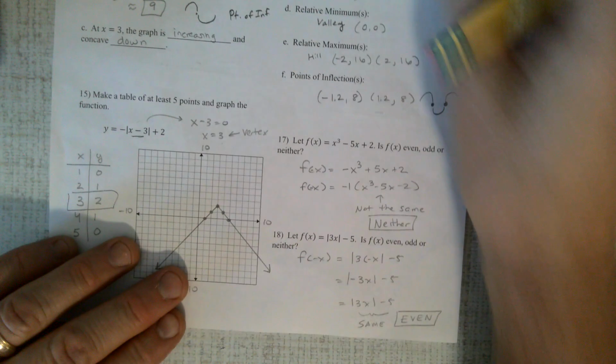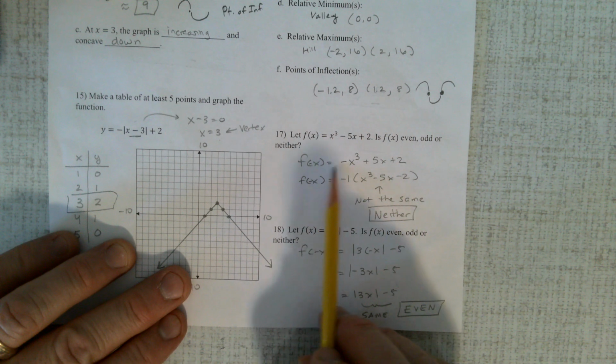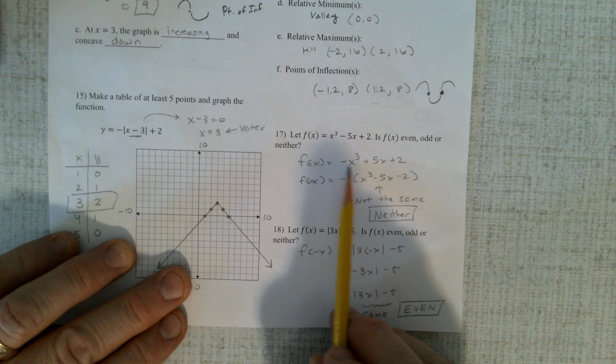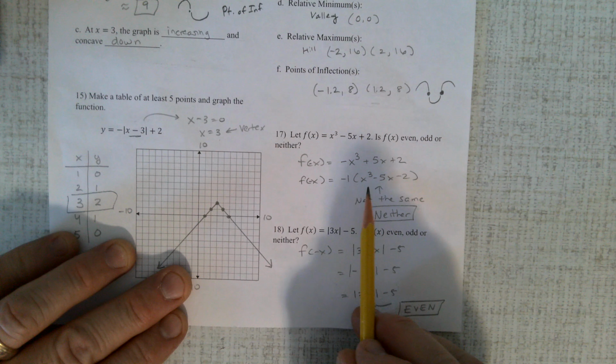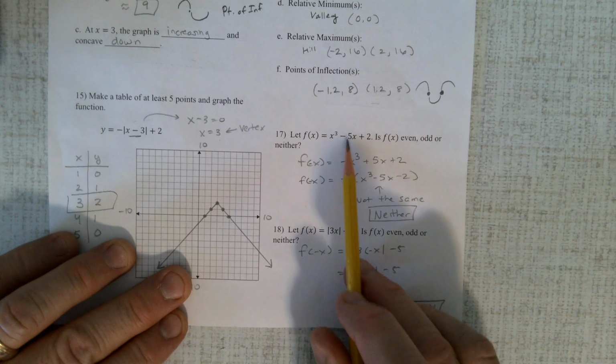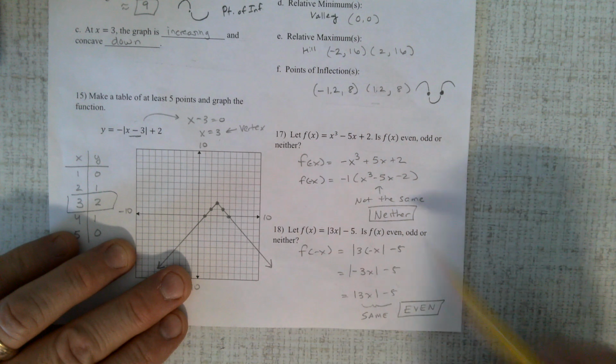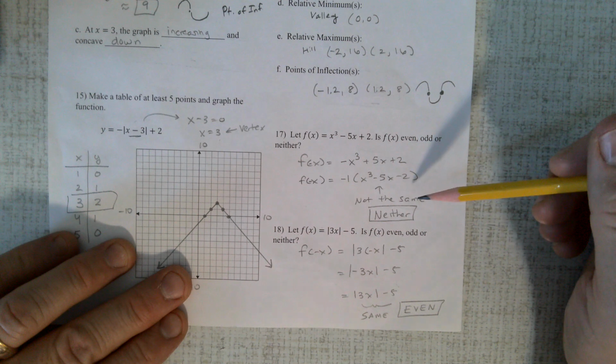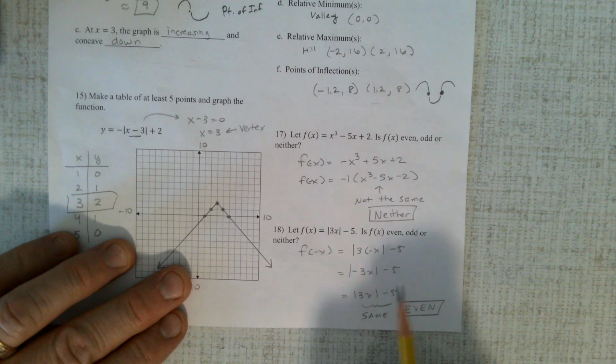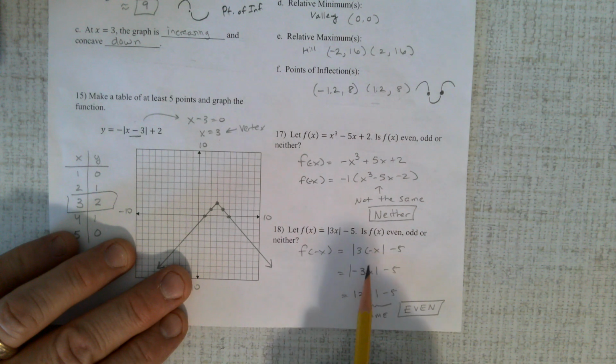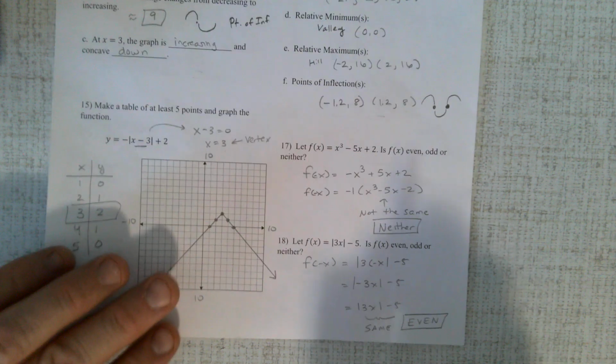Even and odd. If you plug in negative x to this equation, you'll get this expression. If you factor out a negative 1, these do not match. So nothing matches here, meaning it does not have any symmetry. On the bottom one, however, if I plug in negative x here, what you'll see is I'm right back to where I started, which means it's an even function.